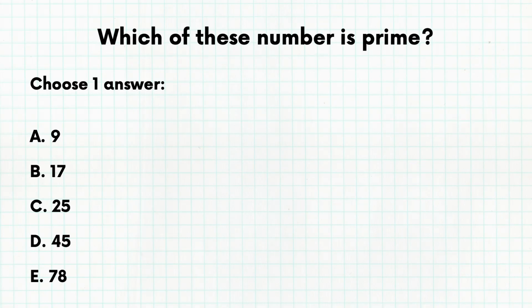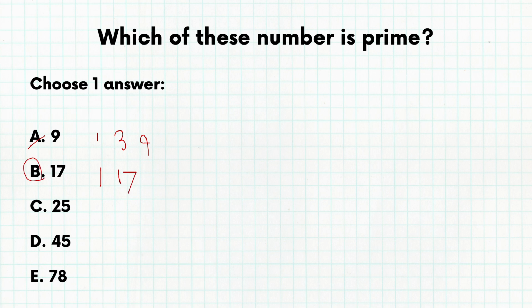Let's try some practice questions. Question number 1. Which of the following is a prime number? Which of these numbers is prime? Let's take a look at A first. 9 can be divided by 3, so we cannot say 9 is a prime number. What about 17? Can 17 be divided by 2 or 3? No, right? Only 17 itself. So 17 is a prime number.